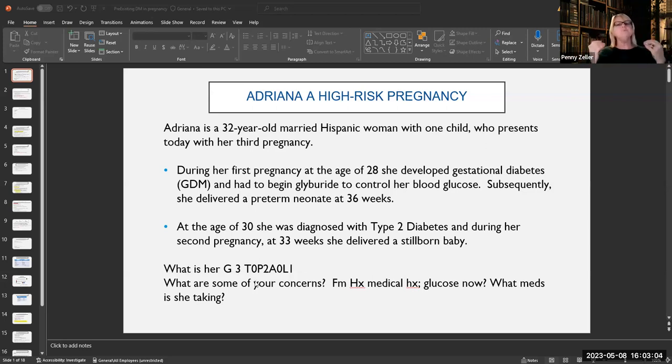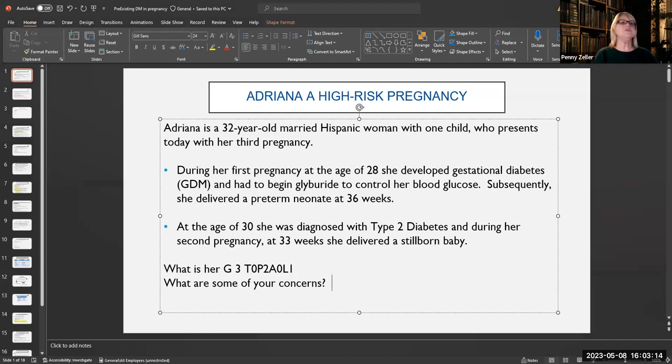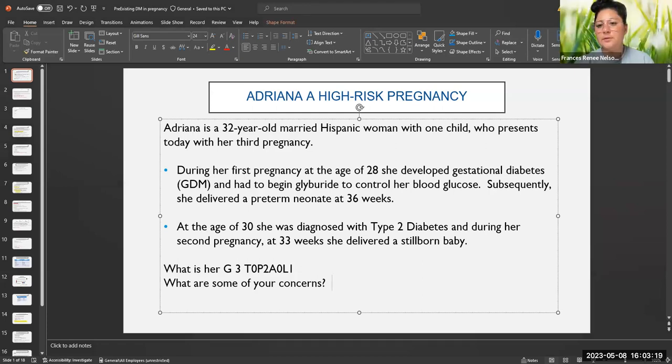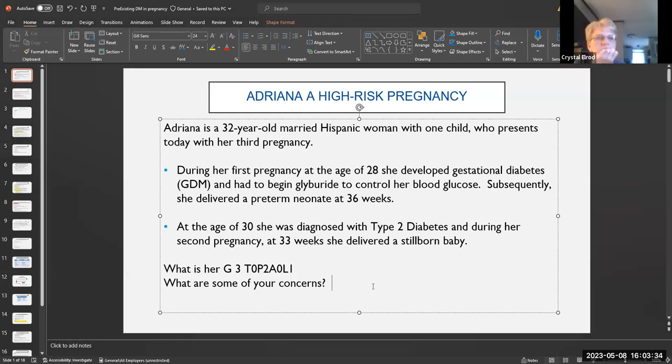So with this third pregnancy, what are your concerns as her nurse? What are your concerns? How is her glucose levels? Okay, so she's a type 2 diabetic, and here she is pregnant again, number 3. So we need to know, are you checking your glucose? What have they been? Okay, what else would you want to know about Adriana?